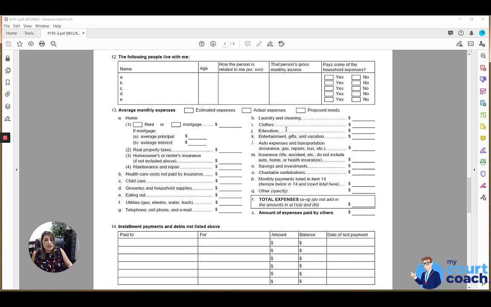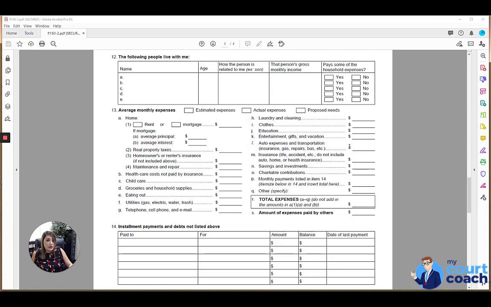I include children's educational costs in this too. There's field trips to pay for, yearbooks, that kind of thing. So on average, what are you spending on education? You can put in 13J. 13K, entertainment, gifts, and vacation. That also includes birthday gifts, going to movies, that kind of thing. Add up those costs, and on average, whatever you spend, list in 13K.